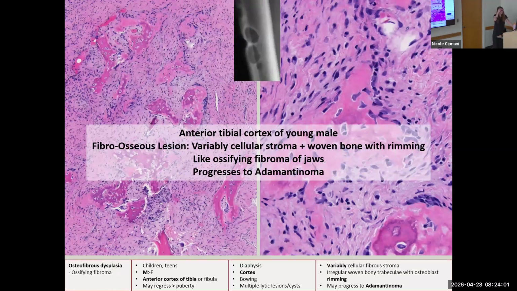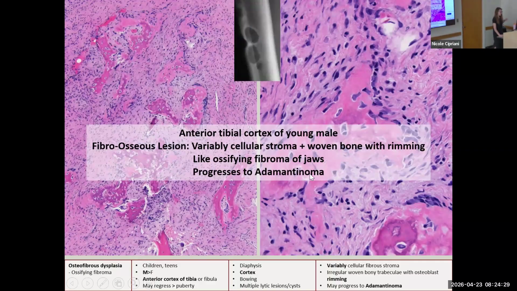Okay, osteofibrous dysplasia, also characteristic, right? When there is an anatomic site that is really specific, we want to memorize it. So anterior tibial cortex, usually a young male, is one of two things. That's this, which is osteofibrous dysplasia. It's kind of like ossifying fibroma of the mandible. You have variably cellular stroma, variably shaped woven bone with osteoblast rimming.